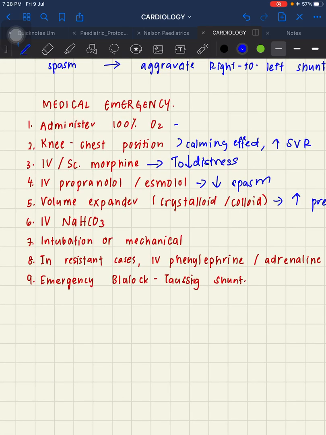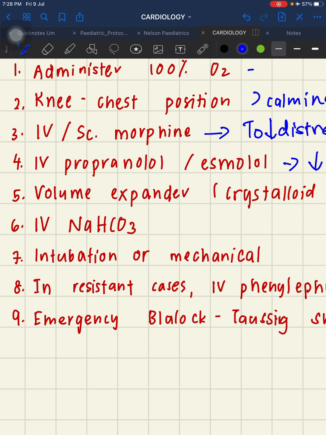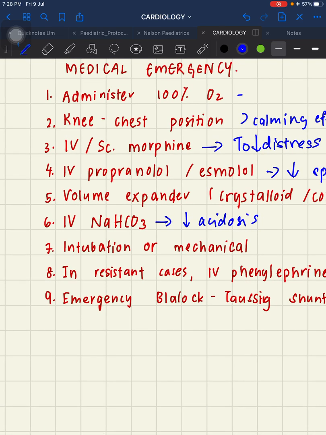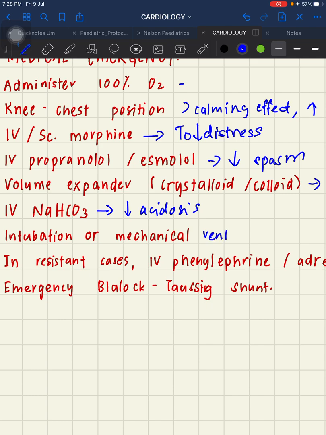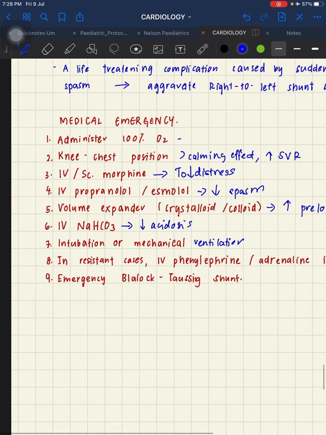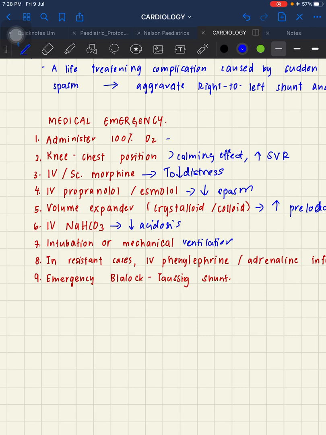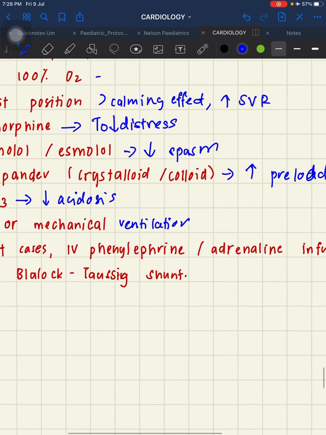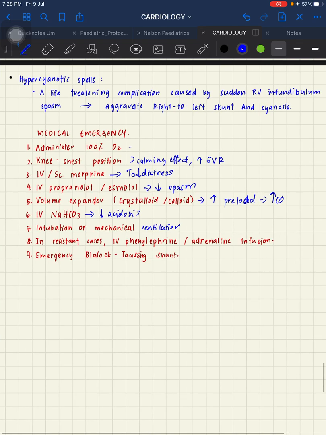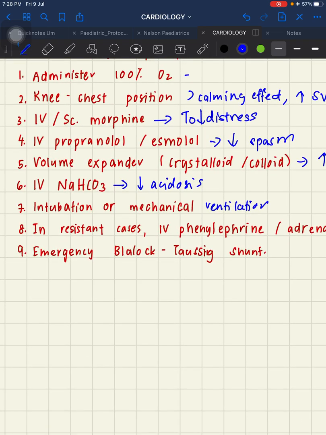We should also give sodium bicarbonate, because in hypercyanotic spell the body becomes acidotic due to the low oxygen level. In order to reduce the acidosis, we should give sodium bicarbonate, and then we should ventilate or intubate the patient. In some cases there might be resistance towards the medicine, so we should give IV phenylephrine or adrenaline infusion, and then prepare the patient for emergency Blalock-Taussig shunt.